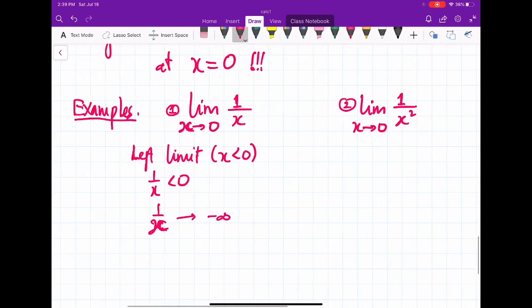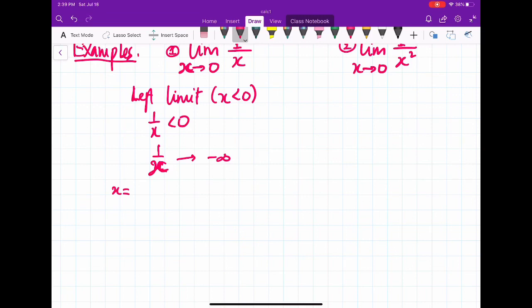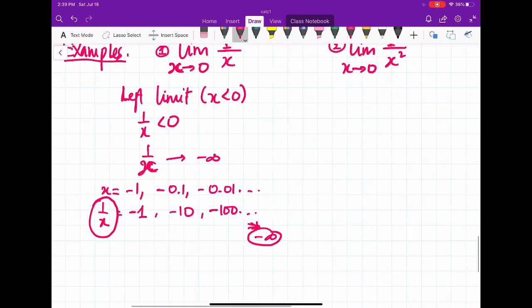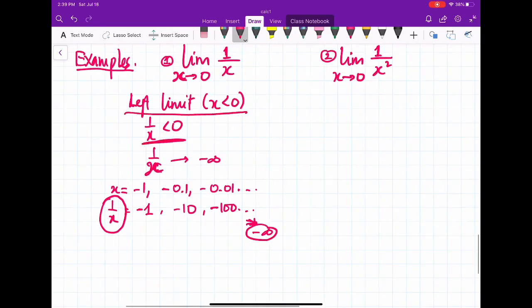How can we see that? You can pick x equal to negative 1, negative 0.1, negative 0.01, and so on. You consider 1 over x: here it is equal to negative 1, here I have negative 10, here I have negative 100, and so on. So that means when x approaches 0, very close to 0 but from the left, the function value 1 over x approaches negative infinity, right? So the left limit seems to be equal to negative infinity. I just do a summary here: equal to negative infinity. Of course, right now we don't know that formally, but we can imagine the picture.